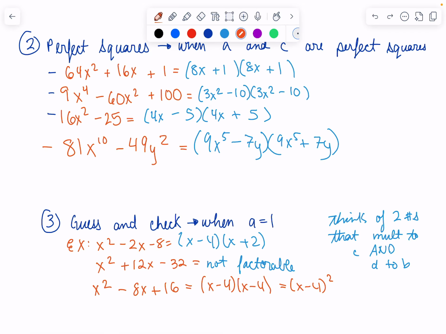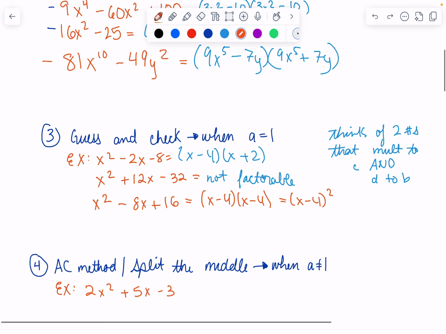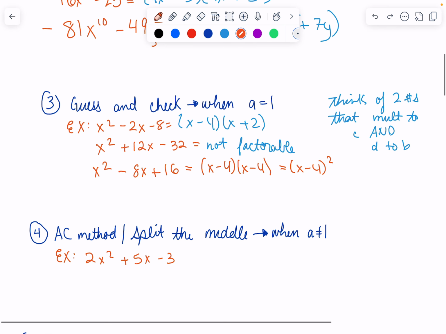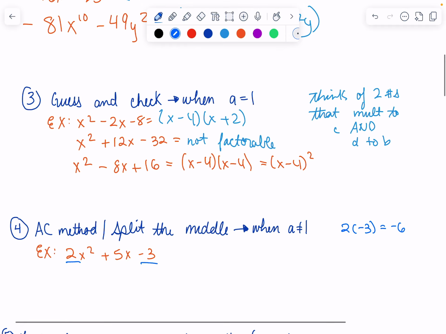Okay, so if a doesn't equal 1, what are you supposed to do? That takes us to the next method. When a doesn't equal 1, you want to use a method which is called splitting the middle, or it's also known as the AC method. The reason it's called the AC method is because you begin by multiplying your a and c values. So you multiply 2 and negative 3 to get negative 6. And it's kind of the same as the previous method, where I now want to think of two numbers that multiply to negative 6, but at the same time add to positive 5.